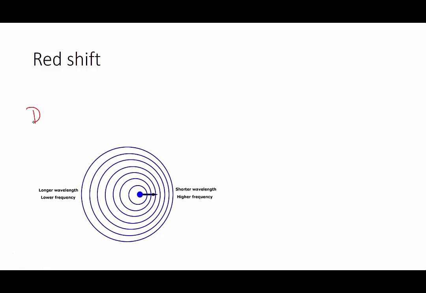Okay, so redshift. So we start by looking at the Doppler effect. And the Doppler effect tells us that if a wave source is moving towards an observer, the waves get pushed together, so the wavelength gets shorter and the frequency gets higher. If the wave source is moving away from an observer, the wavelength gets longer and the frequency gets lower. If this happens with light, we call it redshift or blue shift.